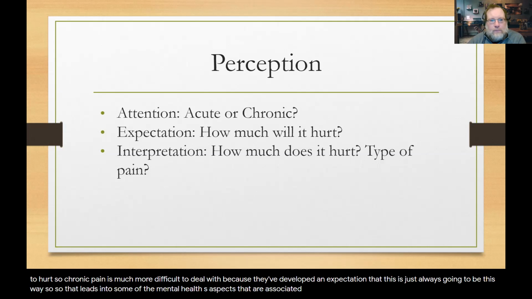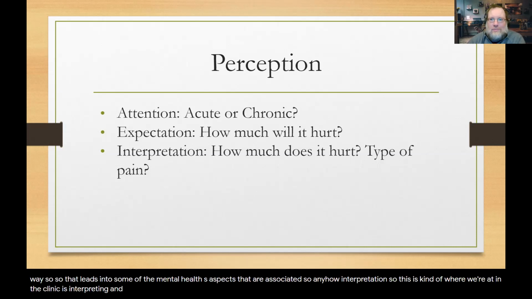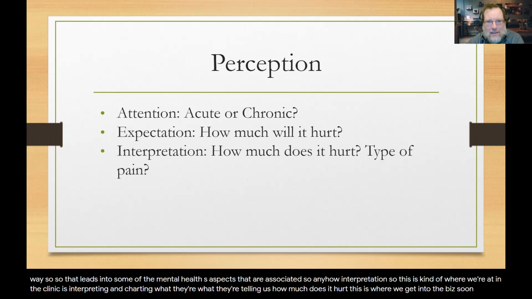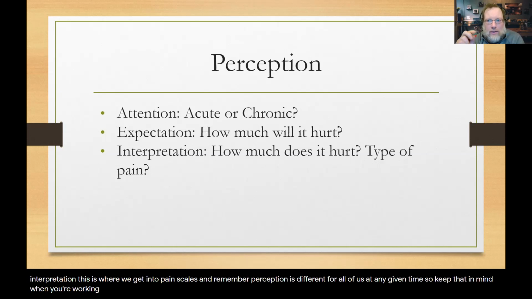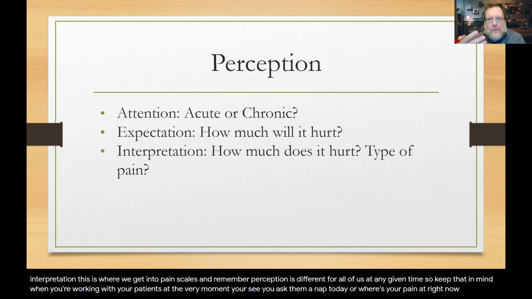So anyhow, interpretation. This is kind of where we're at in the clinic, is interpreting and charting what they're telling us. How much does it hurt? This is where we get into pain scales. And remember, perception is different for all of us at any given time. So keep that in mind when you're working with your patients, at the very moment you ask them, on a scale of 0 to 10, where's your pain at today? Or where's your pain at right now? So those can be helpful.